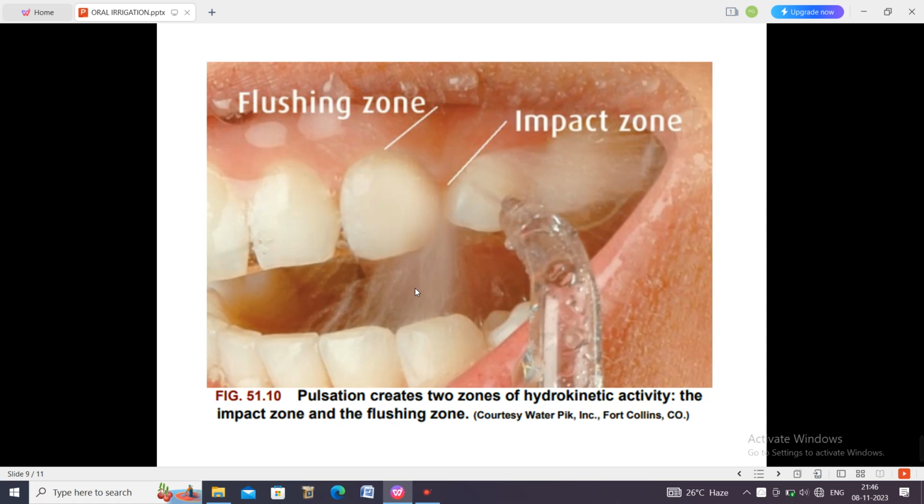This figure shows the flushing zone and the impact zone. The flushing zone is where the flows are indicated, and the impact zone is where the debris removal and bacterial action are greater. The pulsation creates two zones of hydrokinetic activity, the impact zone and the flushing zone.